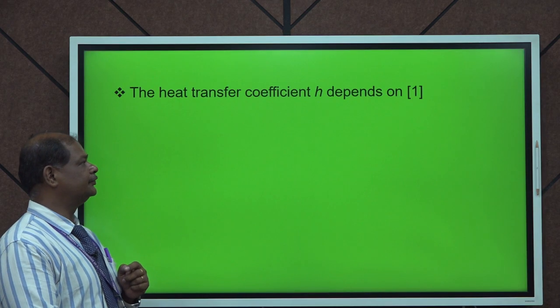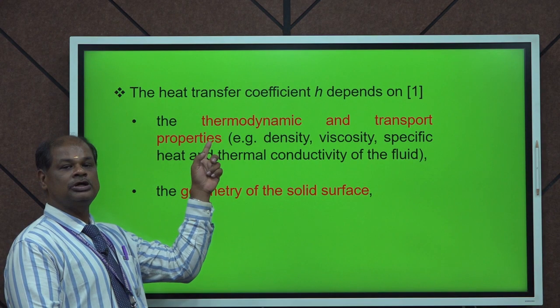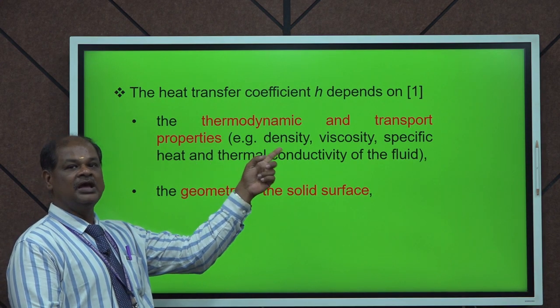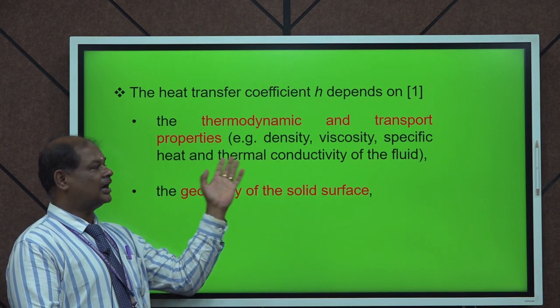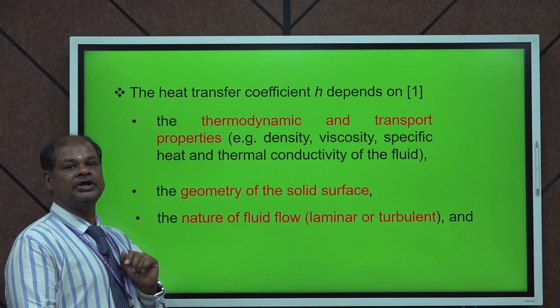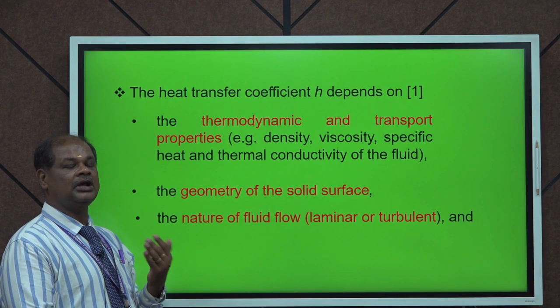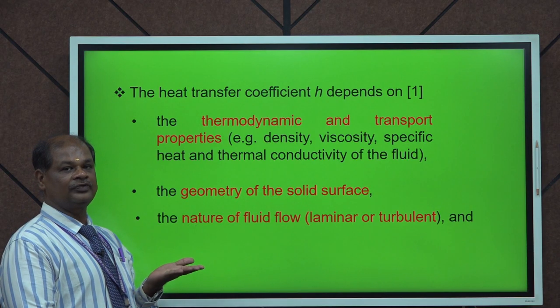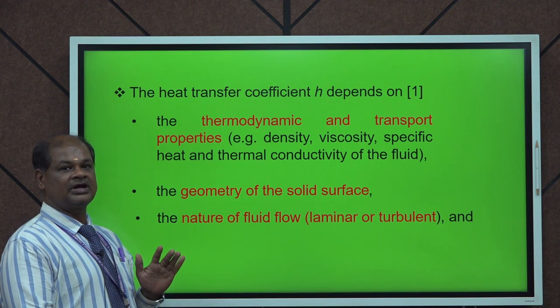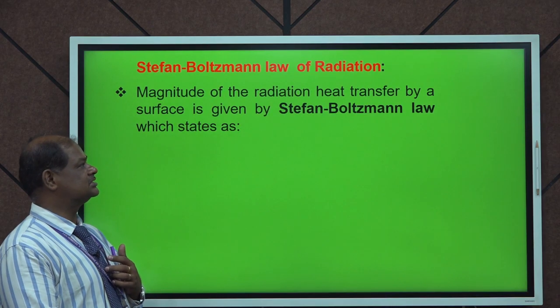The heat transfer coefficient mainly depends upon thermodynamic properties such as density, viscosity, specific heat and thermal conductivity of the fluid. Second is the geometry of the surfaces. Third is the nature of the fluid, whether the flow is laminar or turbulent. In laminar flow, the Reynolds number is less than 2000, whereas in turbulent flow the Reynolds number is greater than 2000. Then there are the thermal conditions.